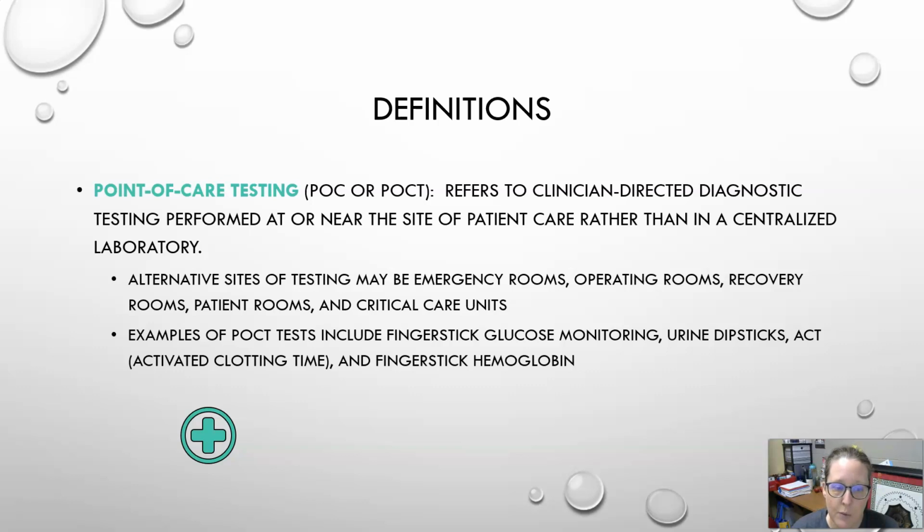Examples of point of care testing include a fingerstick glucose monitor, urine dipsticks, the activated clotting time test, and fingerstick hemoglobins. You could even include ABGs in critical care, because often the ABG analyzer is really close to that patient or that critical care unit. So those are all examples. These are all tests that are easy to perform, and the value of doing them at the bedside is great because you have a very quick turnaround time.